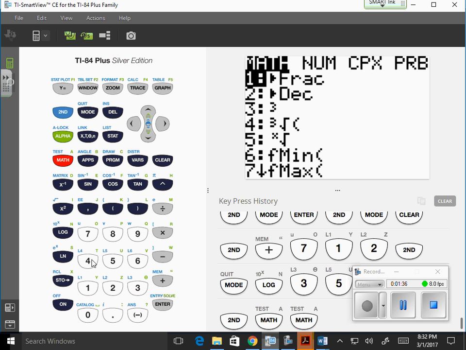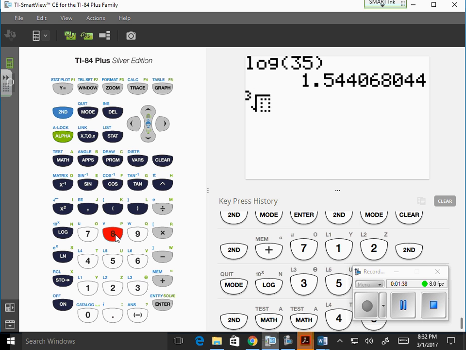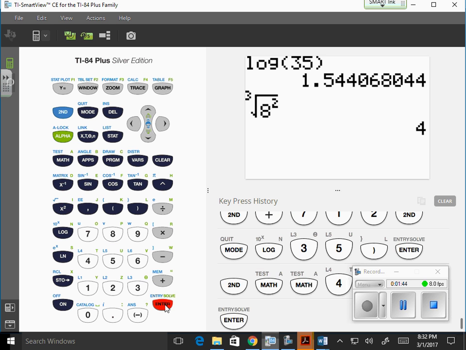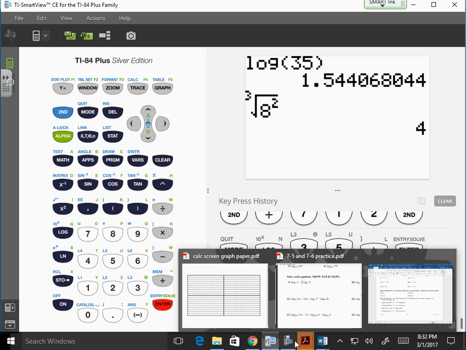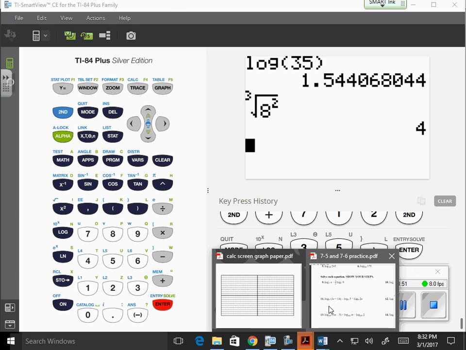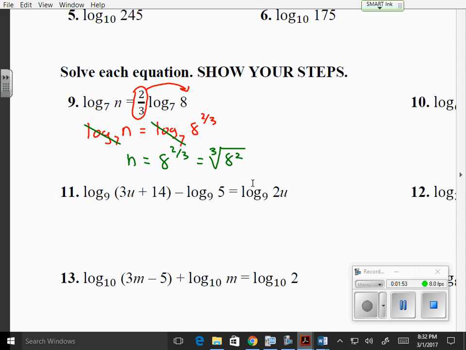We can do cube root of 8 squared, and you get 4. So you put equals 4 right here.